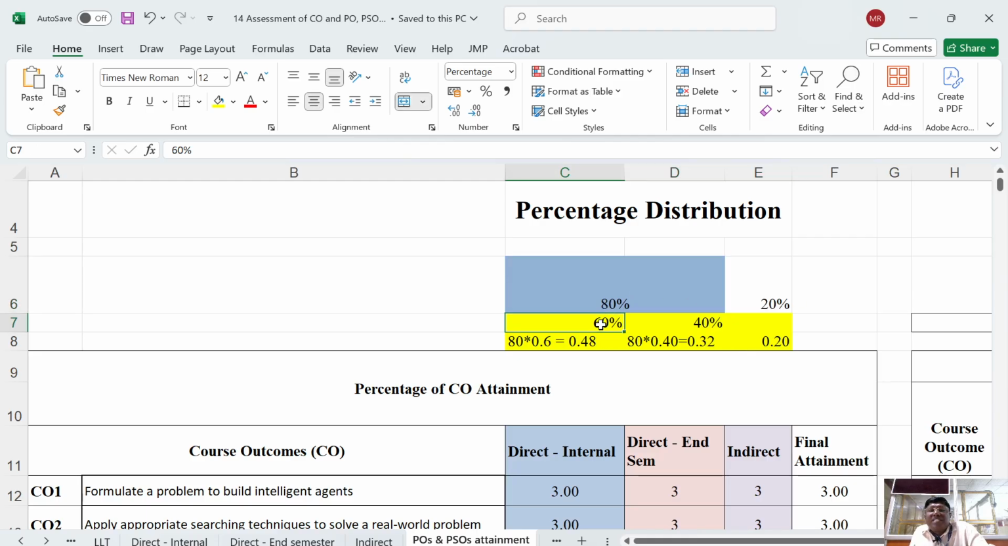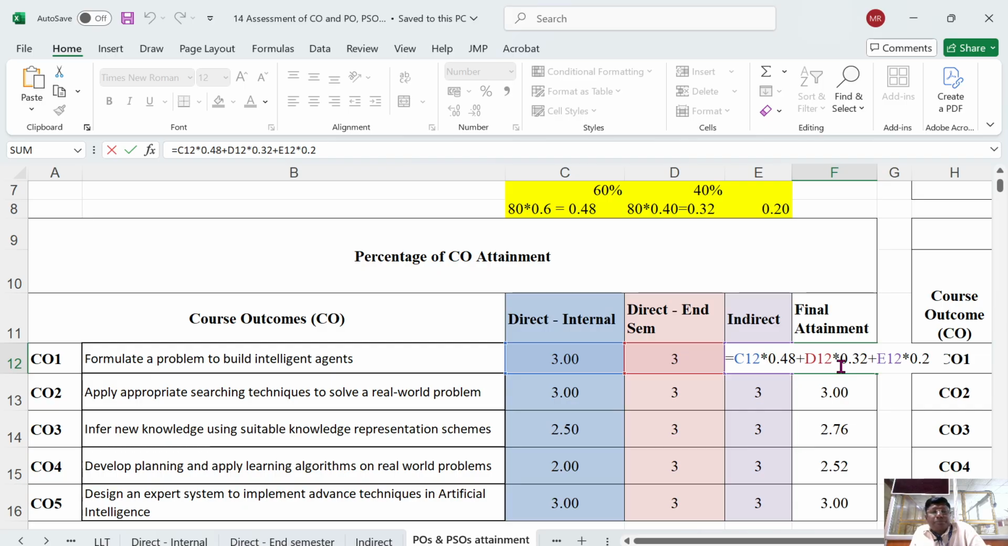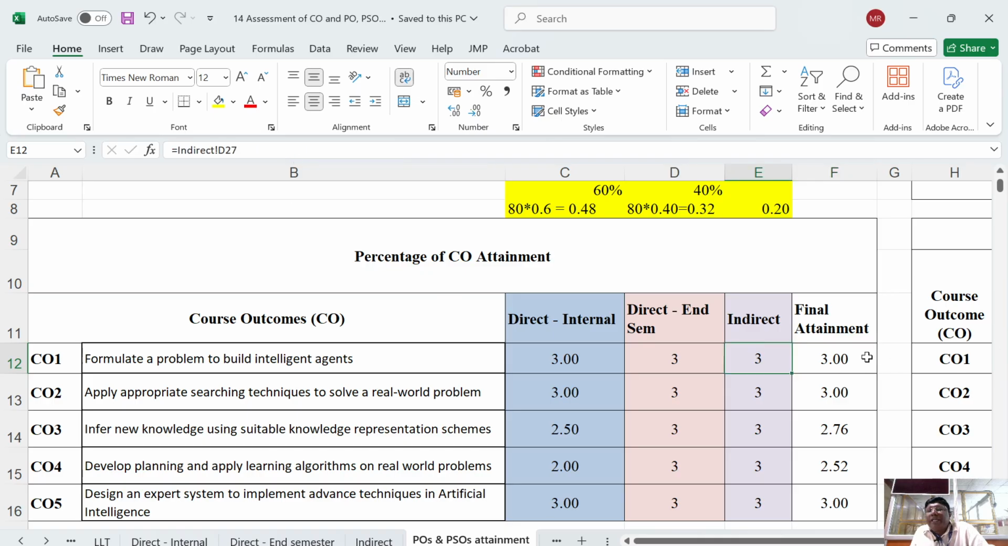So out of the 80, the share of 60 is 0.48, and the share of 40 is 0.32. So only that weightage we have to calculate. By calculating this, 0.48 multiplied by 3, plus 0.32 multiplied by E2, plus this indirect multiplied by 0.2. So that is the way you have to calculate the final attainment.